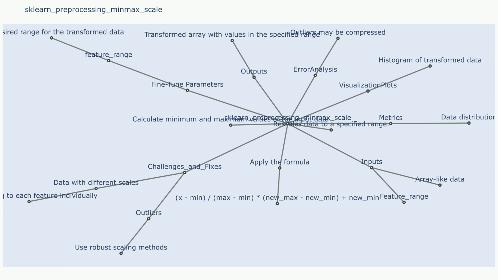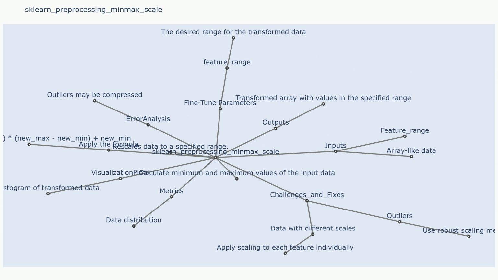Fixes to challenge 2. Separate scaling. Apply min-max scaler separately to the training and test sets. Use the scaler fitted on the training set to transform the test set. This ensures that the model is not exposed to the test set information during training.